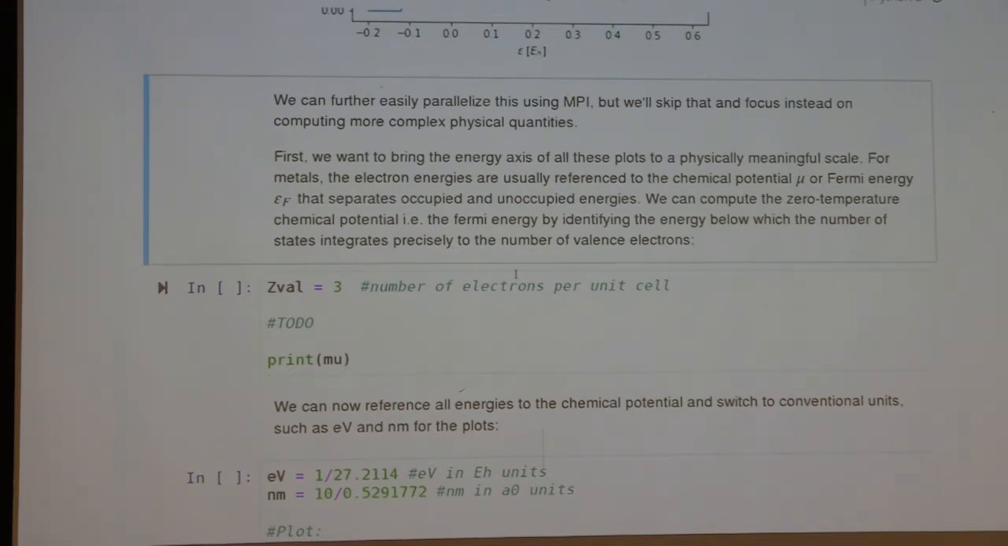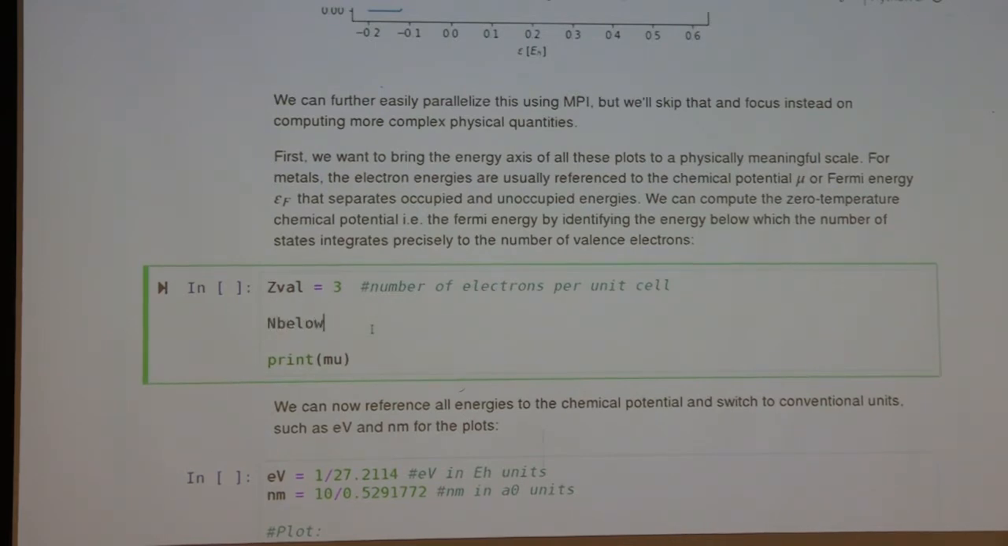Right? So what I'm going to do first is calculate the number of electrons below each energy. I'll do that by doing a cumulative sum on the density of states. So this will basically give me, it's adding up the density of states up to a particular level. To convert that to an integral, I just multiply it by dE. So this is going to be the total number of electrons up to a particular energy.